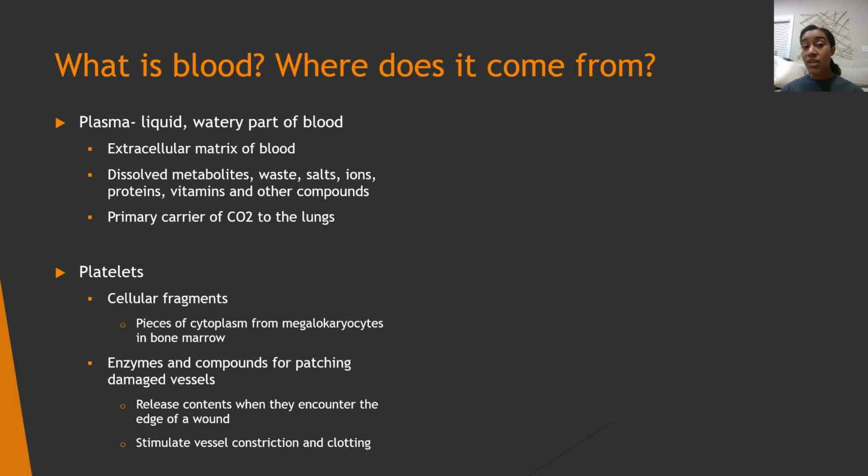So when you get a cut, they're the first ones to the scene that help to cause a clotting and kind of seal that wound up so you don't continue to bleed forever and ever, right? And when they encounter the edge of that wounded vessel, they basically stick to that vessel, and then they release other compounds that will recruit more platelets to that vessel so they can patch that hole, patch that wound until your body can start making more connective tissue and actually having a more permanent repair of the damaged vessel.